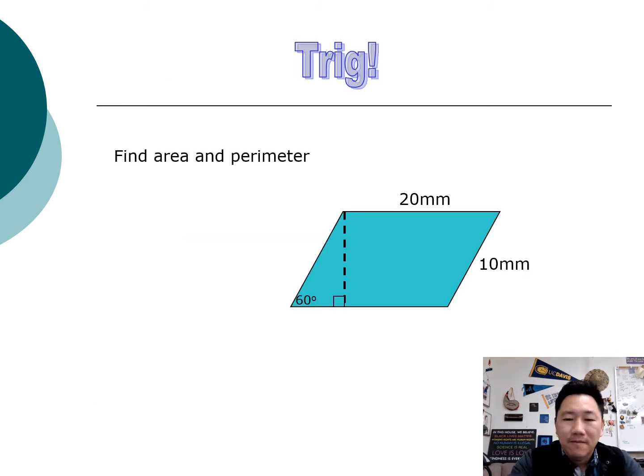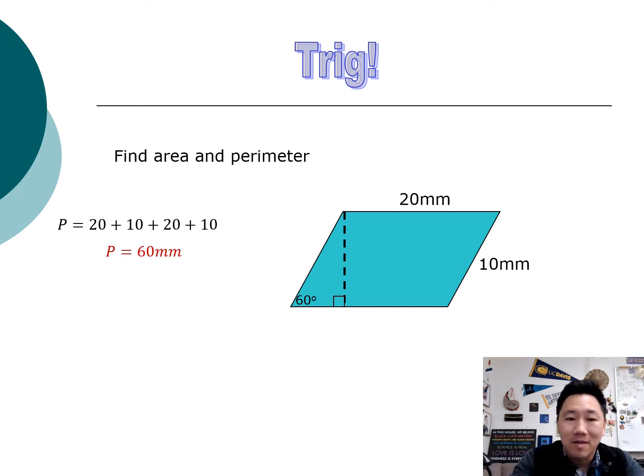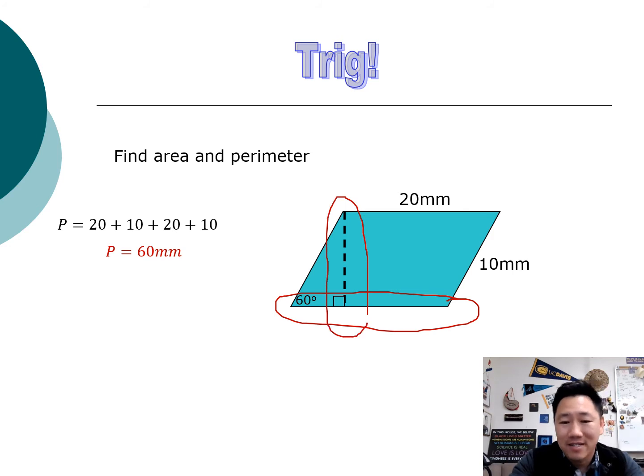Does it get trickier? It does get a little bit trickier because now we have to remember trigonometry. So there's our parallelogram. Let's find the perimeter first because the perimeter is kind of easy. The perimeter is just add them all the way around. 20 plus 10 plus 20 plus 10 to get 60 millimeters. But now we have to find the area, which is just base times height. We actually know the base. The base is just 20, but we don't know the height. We have to find it.